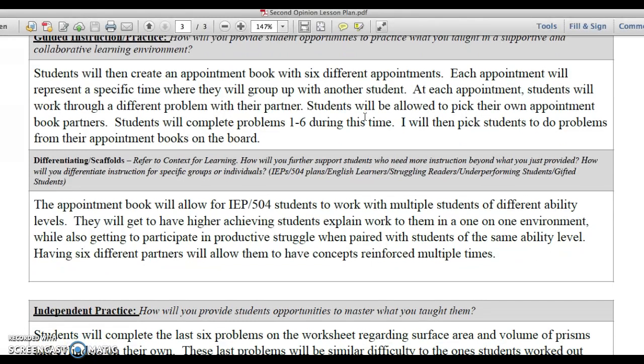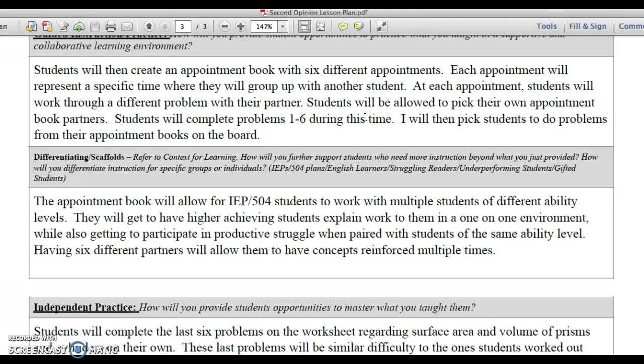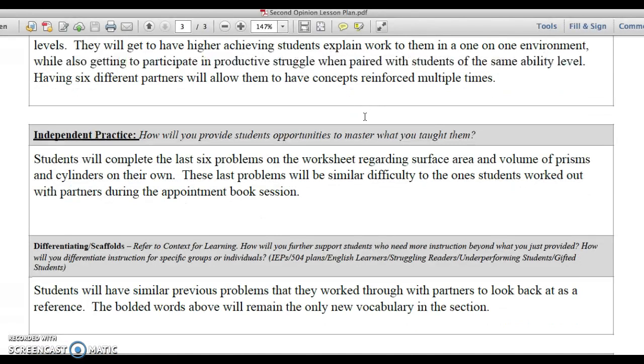After we're doing the problems, I'm going to pick a variety of students to show their work on the whiteboard. This, again, will provide another opportunity for students to explain to other students how they did the problems. And then for the independent practice, students will just be working on the last 6 problems of the worksheet on their own. They'll have the notes from the appointment book to look back to, as well as my demonstration.